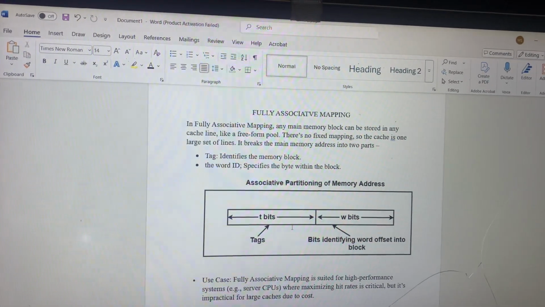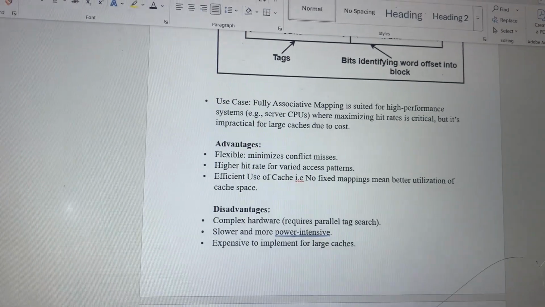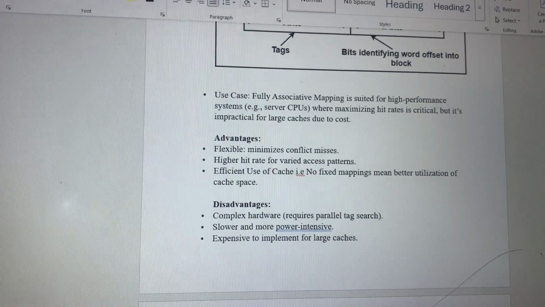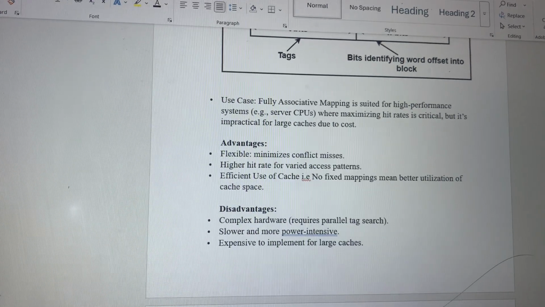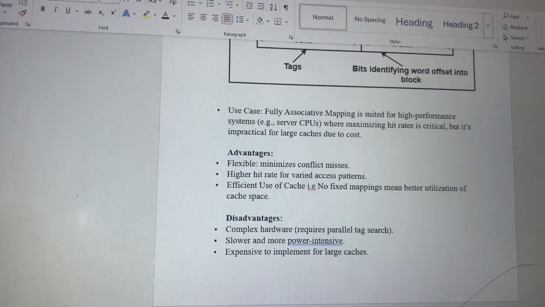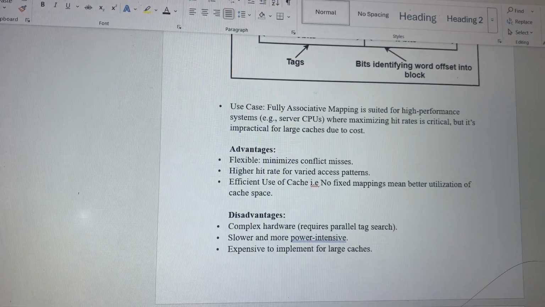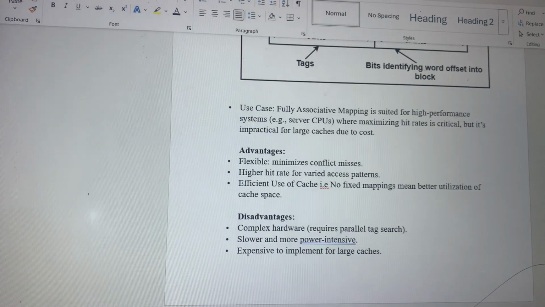The use case here is that fully associative mapping is suited for high performance systems, for example servers, where maximum hit rate is critical, but it's impractical for large caches due to cost.